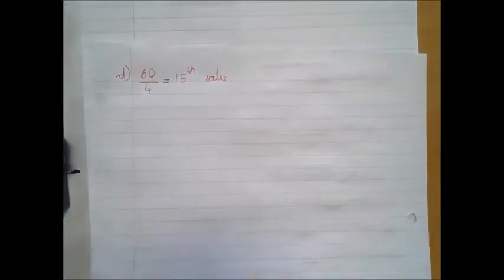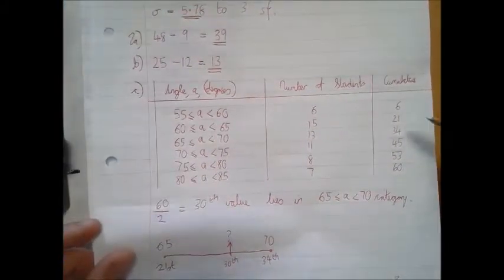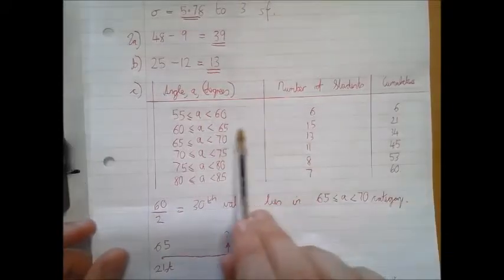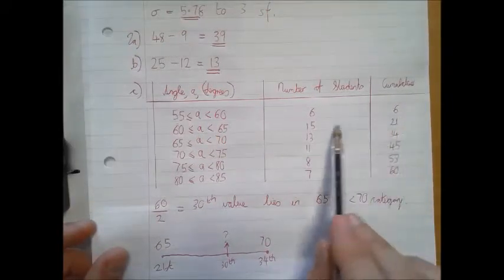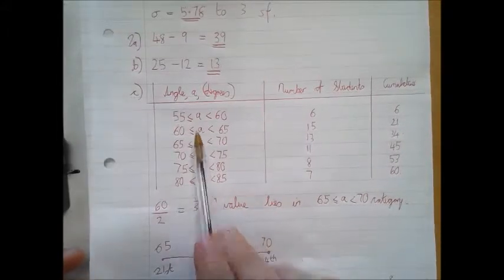So part D, we're asked to show that the lower quartile is 63 degrees. Now we know there's 60 students, so if we want the lower quartile, we'll do 60 divided by 4, which is 15. So we're after the 15th value. We look at our table that I drew for part C. Our 15th value will lie in this category here. But 6 is in this category, so 15 will be in here in the 60 to 65.